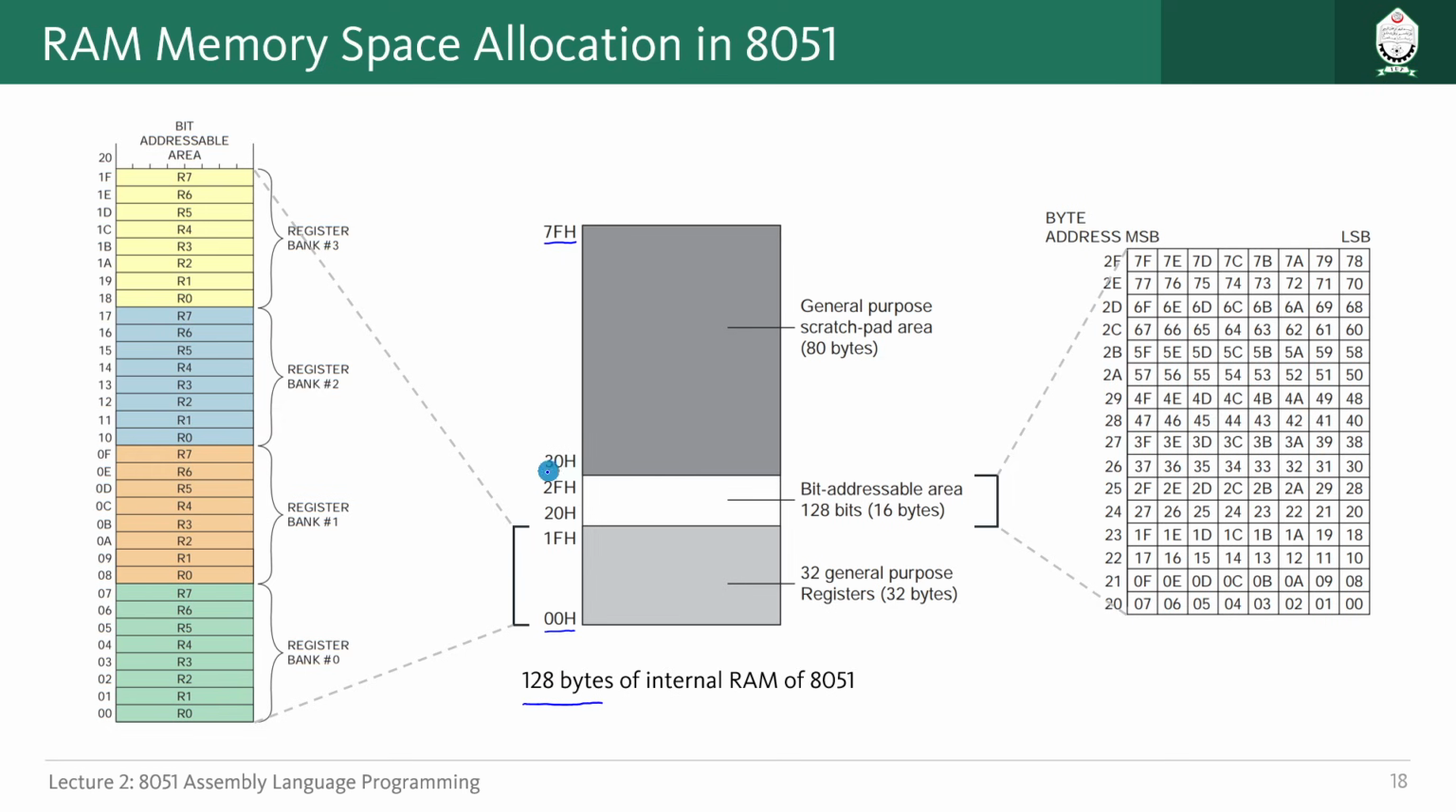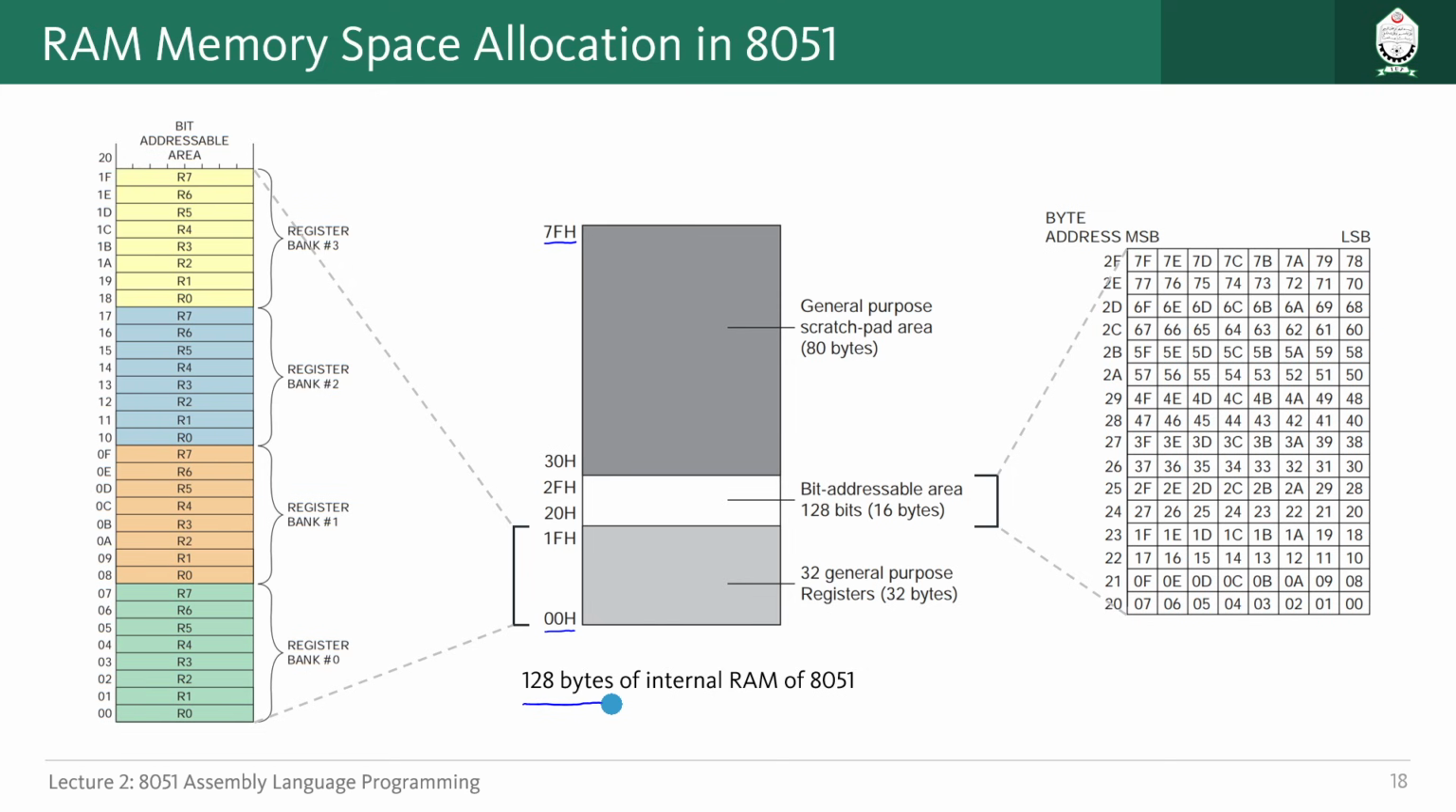And then we have, starting from 30H to 7F, 80 bytes of general purpose memory. Okay, these are called the scratch pad area. So if you fetch some data from your keyboard, from any input module, you can actually store those onto this particular area called the scratch pad area. So these are the particular areas we have inside the 128 bytes of RAM of 8051, right?